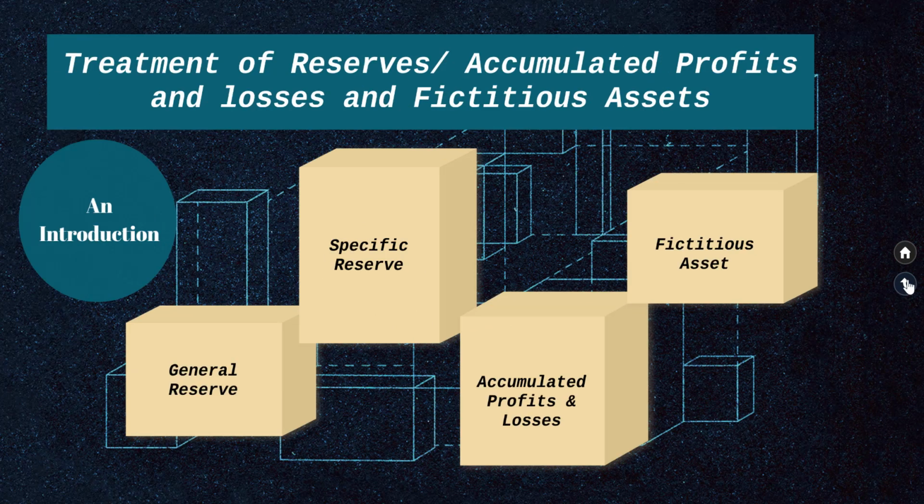So now in this introductory video, we learnt what general reserve means, what specific reserve means, what is the meaning of an accumulated profit and an accumulated loss, and how to distinguish between the two, and also the meaning of fictitious asset. In the upcoming video, we will see the two methods which have to be used while treating reserves, accumulated profits and losses and fictitious assets at the time of change in profit sharing ratio amongst the partners.